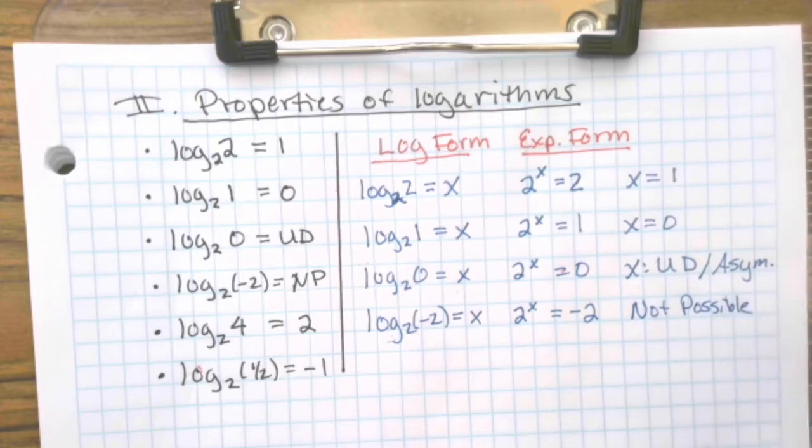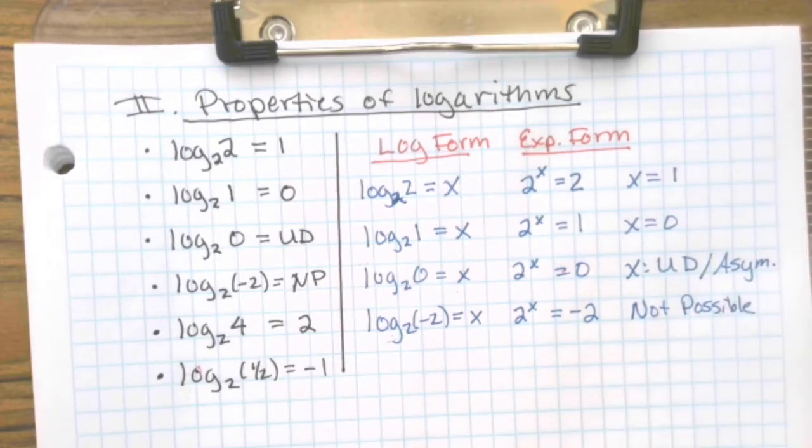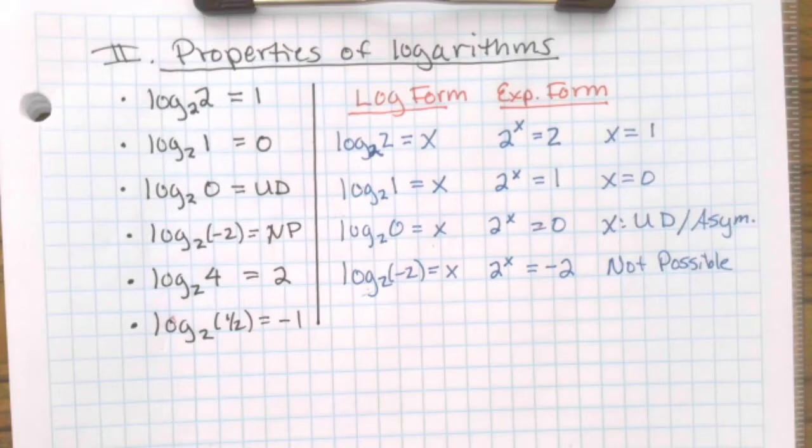You say, what's the difference between undefined and not possible? Undefined means an asymptote. Not possible means it is mathematically impossible to calculate that. It's like, what does the color blue smell like? You can't smell a color. You can't have this equal to a negative number. It's simply not possible. All right, moving on.